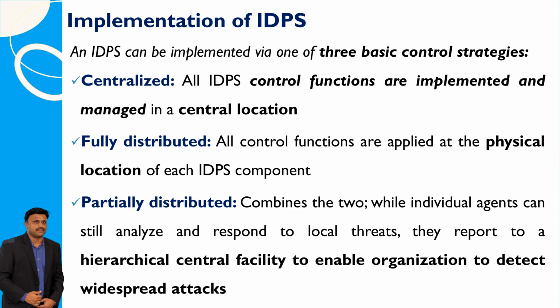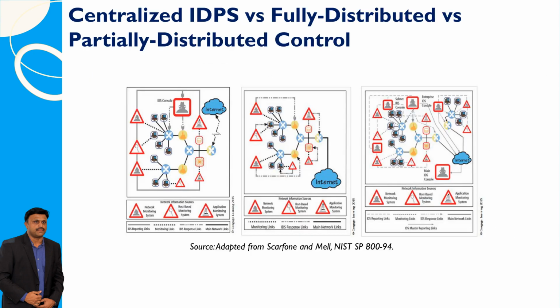In a centralized approach, all control functions are executed and overseen from a central location. Conversely, a fully distributed strategy entails implementing control functions at the physical site of each intrusion detection and prevention system component. A partially distributed strategy combines elements of both, allowing individual agents to analyze and address local threats while reporting to a hierarchical central facility, facilitating the detection of widespread attacks across the organization. Centralized, fully distributed, and partially distributed control are three models of intrusion detection and prevention systems that vary in their architecture and management structure.